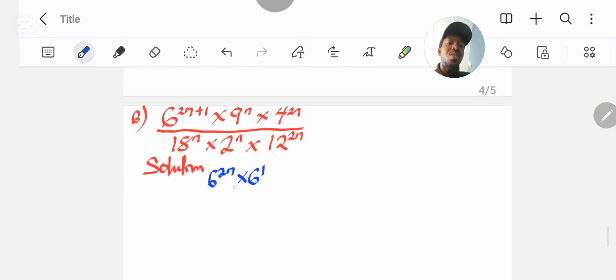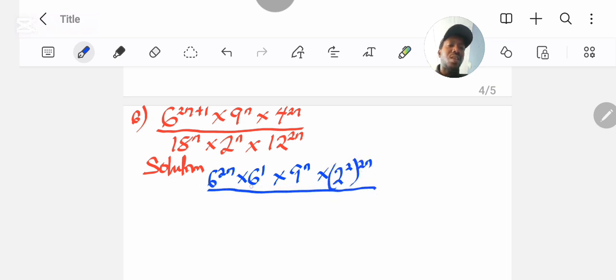If you remember from the law of indices, base 6, base 6, it is the same as adding their powers. So if you pick one of the bases and you add their powers, it still gives you the original question. So let's leave 9 raised to the power n. We'll see the reason later on. And this 4 raised to the power 2n, you can change it to 2 raised to the power 2, then we have the 2n, all divided by 18.